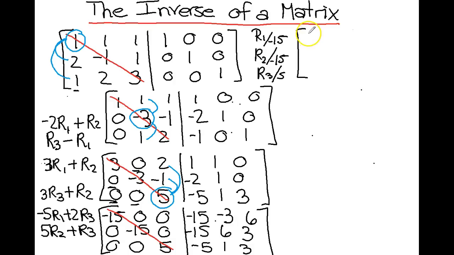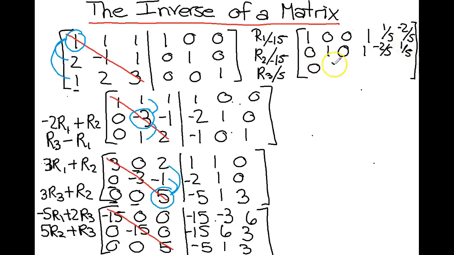And when I do that, I get a 1, a 0, and a 0. I get a 1, a 1/5, and a negative 2/5. When I do the same thing in row 2, I get a 0, a 1, a 0, a 1, a negative 2/5, and a 1/5. And in row 3, when I divide, I get a 0, 0, 1. I get a negative 1, a 1/5, and 3/5.